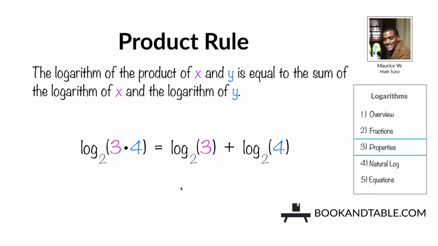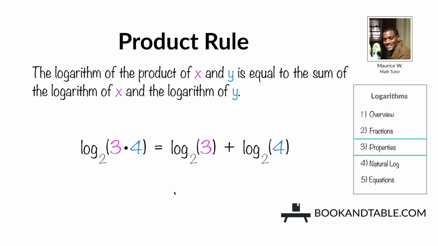Let's take a look at another example. Let's say we were given log base 2 of 3 times 4. We can expand this into two different logarithms. The first one would be log base 2 of 3, which we see here. Since we're multiplying these arguments, we will add the second log, giving us log base 2 of 4.